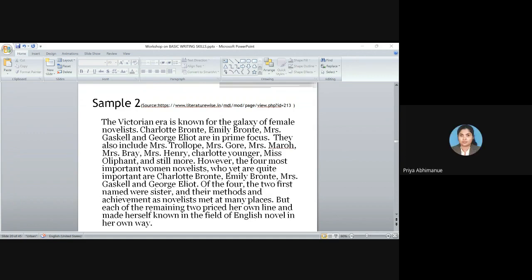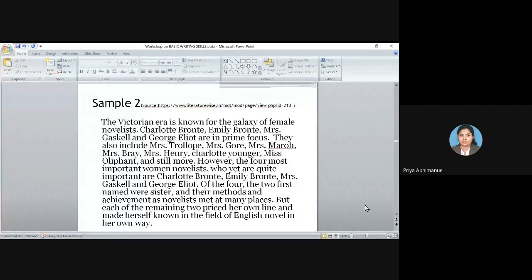Ma'am. All right? Priya. Ma'am, if we contrast, however, the four most important women novelists, is that a topic sentence? Which one? However, in between, foremost. It's not a contrasting topic sentence. Topic sentence is already given: the Victorian era is known for the galaxy of female novelists. Okay. No, you check it because the rest of the sentences are all pointing towards that. Right? It explained that particular claim that's been made.